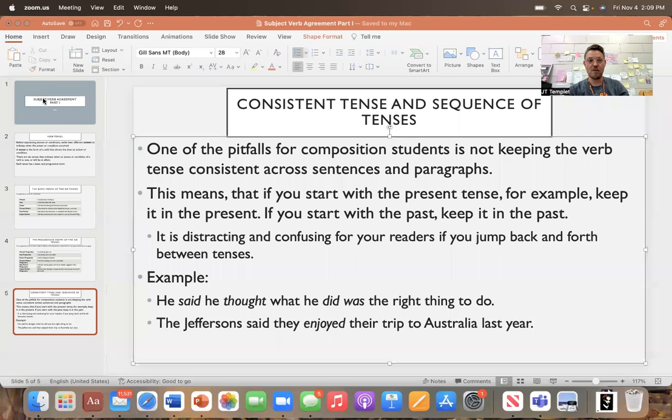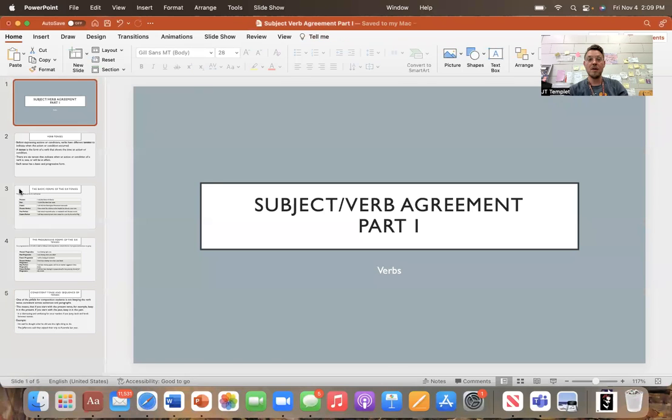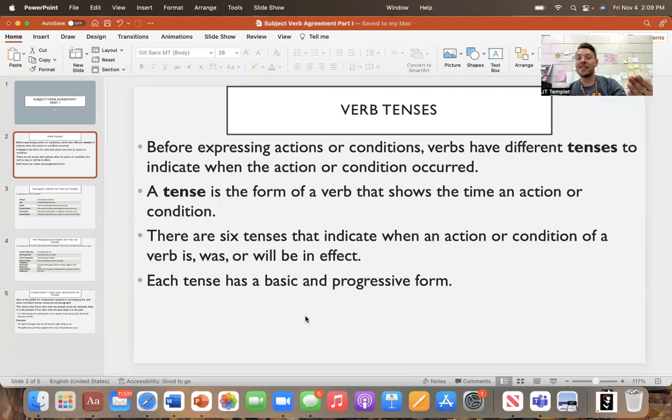And so if we look this week at our PowerPoint slides, which are of course available to you, before expressing actions or conditions, verbs have different tenses to indicate when the action or condition occurred. A tense is the form of the verb that shows the time an action or condition occurred. There are 6 tenses that indicate when an action or condition of a verb is, was, or will be in effect. Each of those 6 has a basic and a progressive form, and we'll talk about what that means.